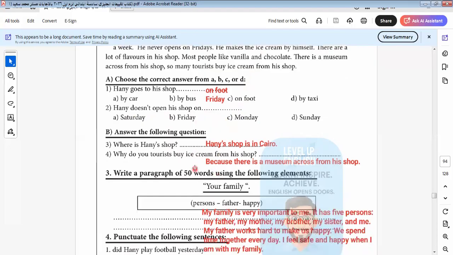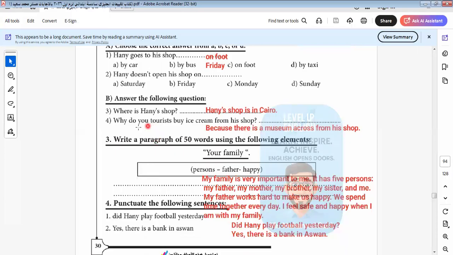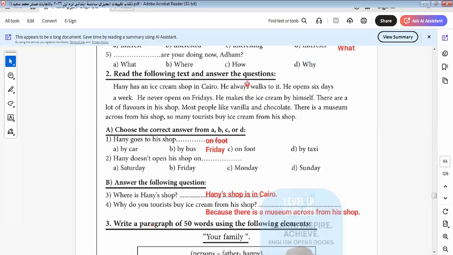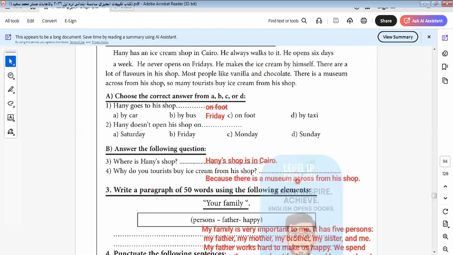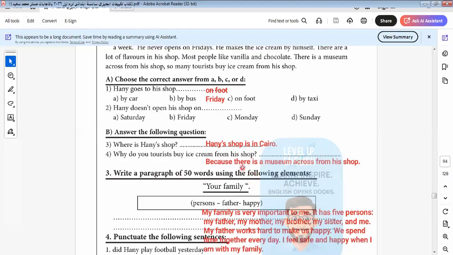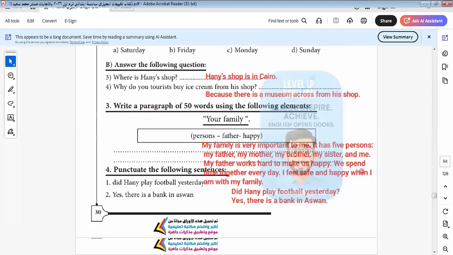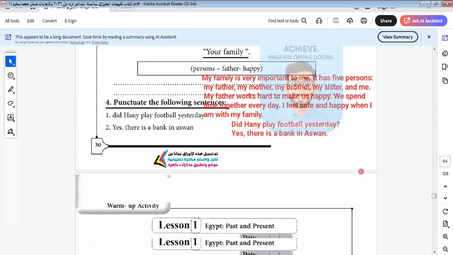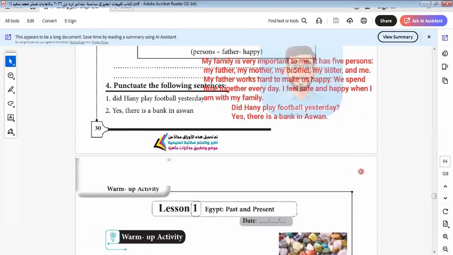Let's go to another one here. Where is Hani's shop? In Cairo. Why do tourists buy ice cream from his shop? Because his shop is near the museum. So the tourists go to this shop to buy ice cream from Hani, because there is a museum across from his shop.